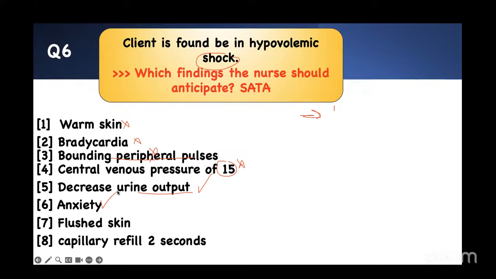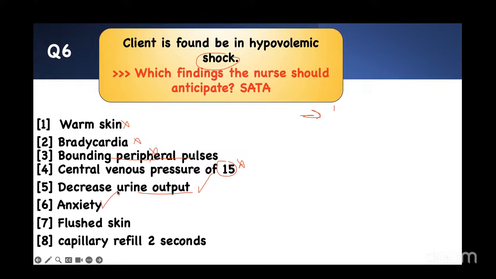This is the difference from distributive shock. If you need help with shock, I have a video on my YouTube channel, Shock Made Easy. You should watch it. It will give you all the kinds of shock, and what kind of signs and symptoms.